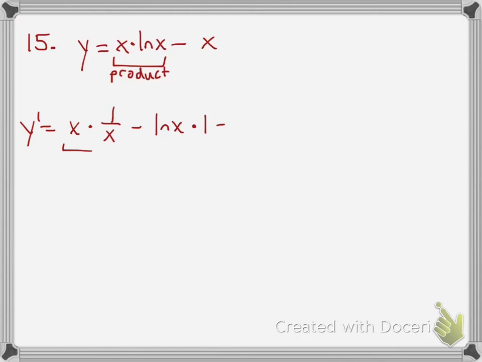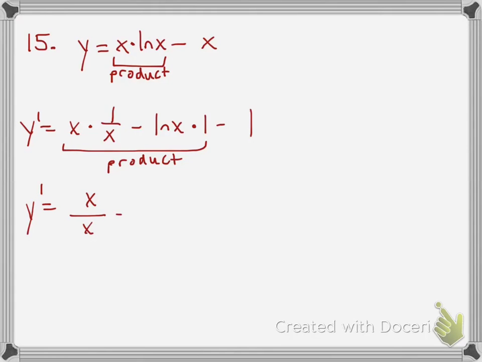Now, that right there was your product rule. All of that stuff was x times natural log of x. That's the derivative of that. Of course, at the end, we were still subtracting x, so we have to subtract the derivative of x, which is just 1. All right, now I'm going to start multiplying some stuff together.